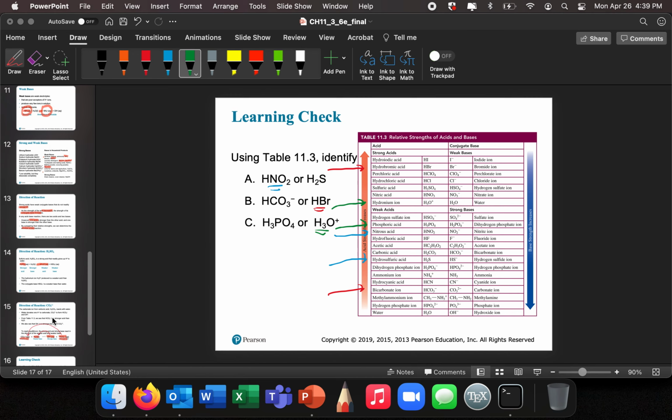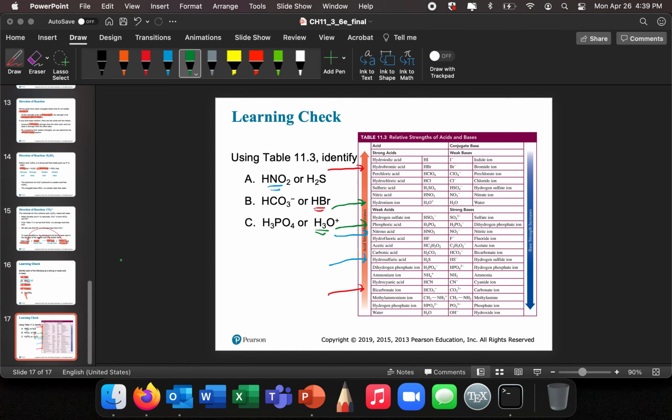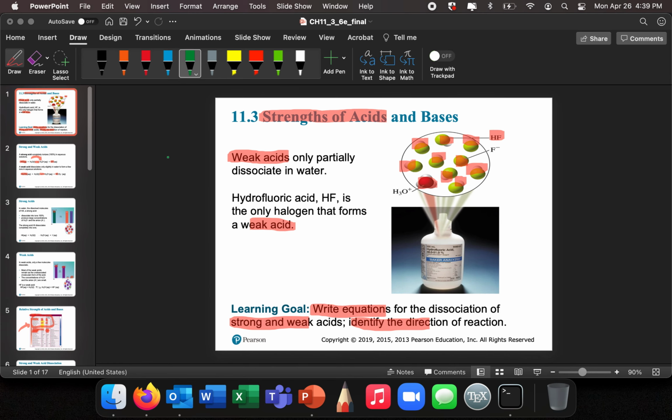All right, so we've talked about acids and bases in terms of their strength and weakness. And that's what this section is about. You'll get a chance to practice this in your homework. Good luck.